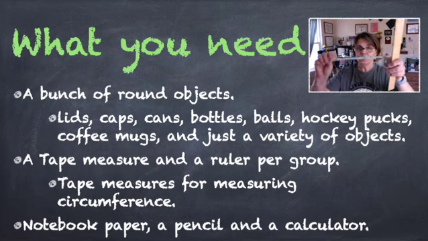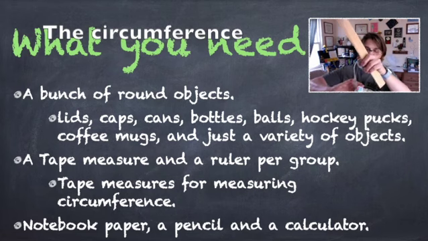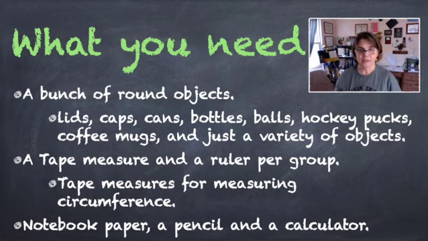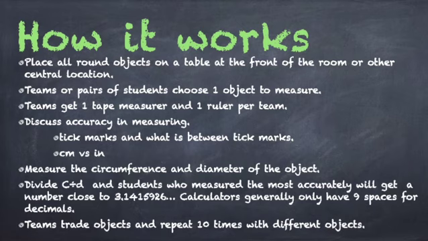The tape measure is so that you can measure the outside edge of the round object. That comes in really handy. Students will also need notebook, paper, pencil, and a calculator. Here's how it works. Take all of your round objects and put them in a central location where all students can have access to them. I would just have them on a table at the front of my room.